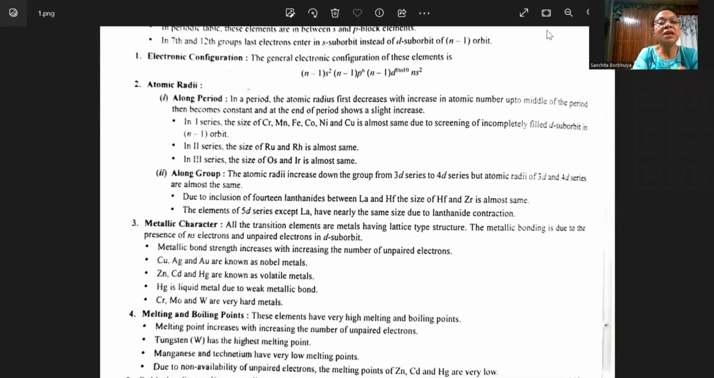In this series, the sizes of chromium, manganese, iron, cobalt, nickel, and copper are almost the same. This is due to screening by the incompletely filled D orbitals in the n-1 subshell. In the second series, the size of ruthenium and rhodium is almost the same, once again because of the screening effect.